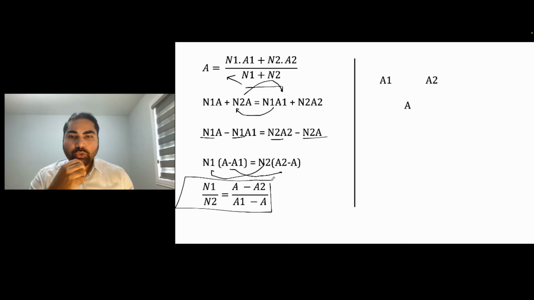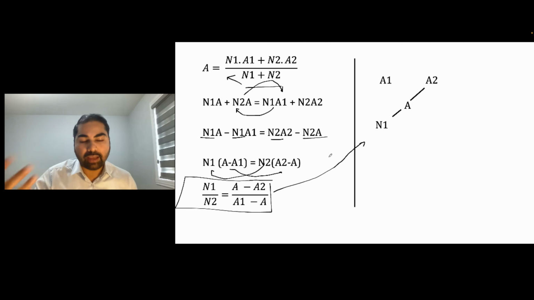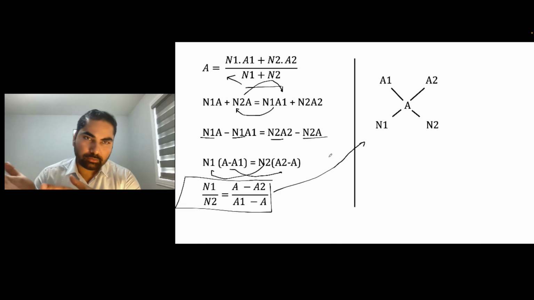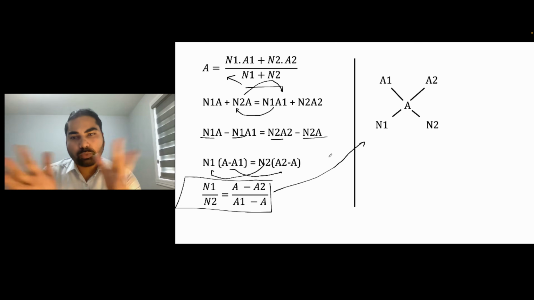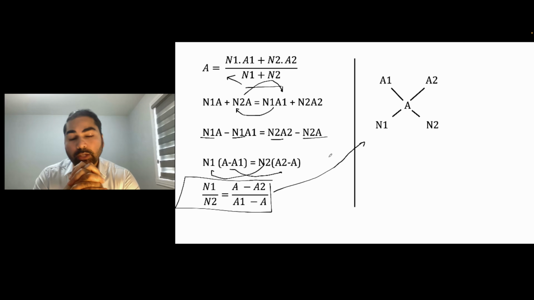And if you just translate this expression into here, you can easily say that N1 is going to be A minus A2. So N1 is going to be the difference between A2 and A, of course a positive difference. And N2 is going to be the difference between A and A1, right? So that's a visual representation of this algebraic expression here.